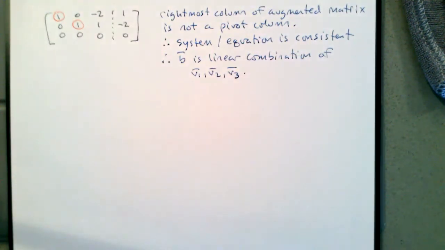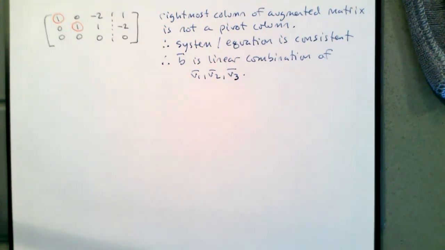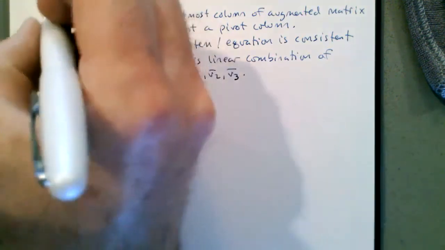Now the question is, since the answer is yes, how? To get at the how, we need to write the general solution. And then we're going to take the general solution and write it in its parametric vector form. So let's take a note to write the general solution. We need to identify our basic variables and our free variables.